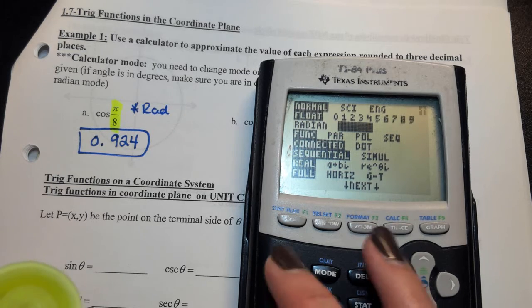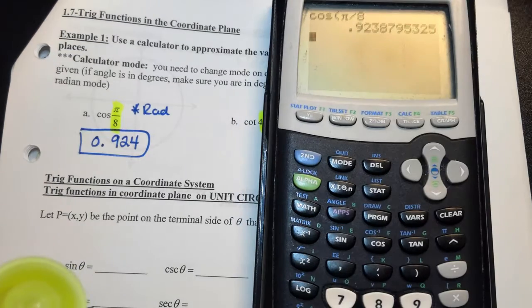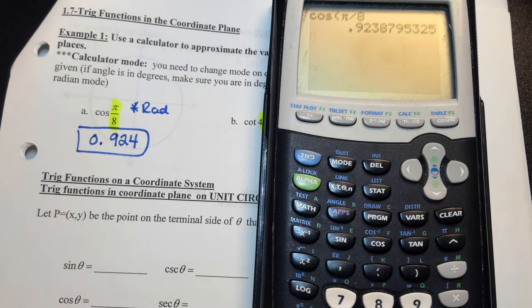Now, do not hit the second sine. You'll see above the sine, cosine, and tangent, you see the sine to the negative first. That is not the cotangent. That is not the secant. That is not the cosecant. Those are inverse functions, which we're going to study later on. That is not the secant, cosecant, and cotangent button.